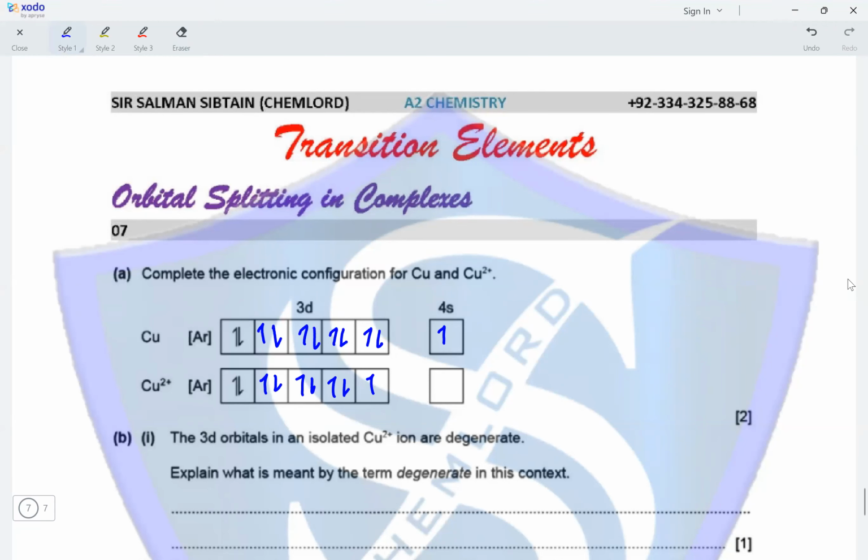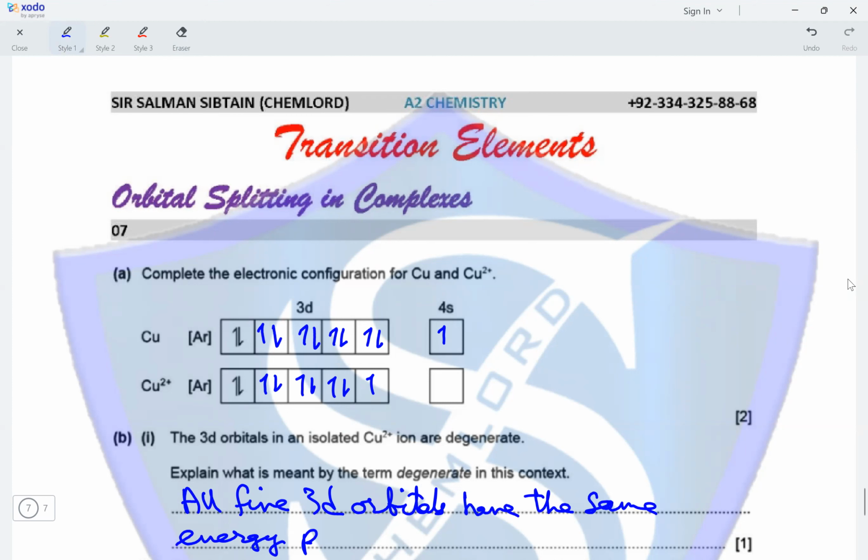Degenerate means all five 3d orbitals have the same energy. It means they will not be split into two sets, which is the case when an octahedral or a tetrahedral complex forms.